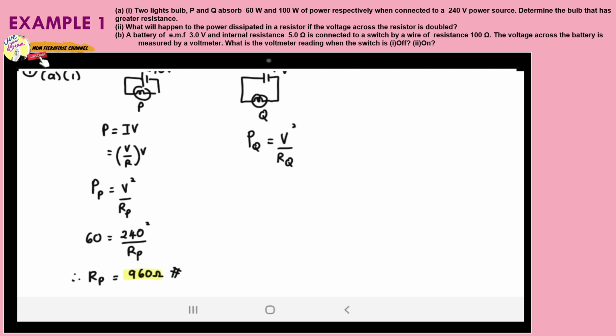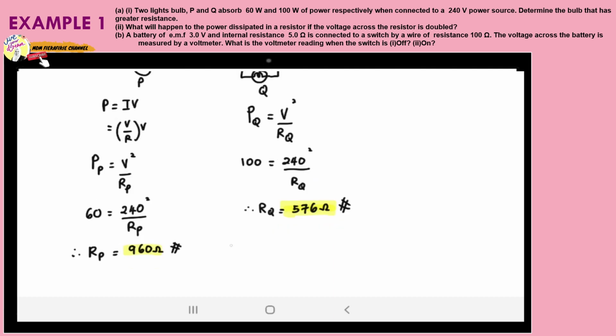And how about Q? Same method. We have PQ is 100, given by the question, and 240 squared over RQ. We want to find RQ. Therefore, RQ is equal to 576 ohm. Don't get the unit wrong. So this is the answer. Based on the answers, bulb P has greater resistance than bulb Q.